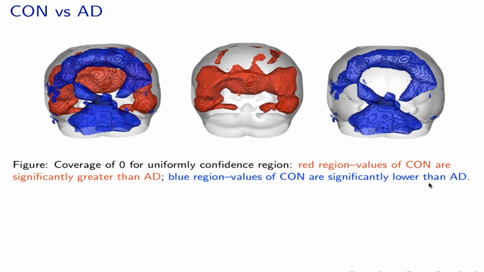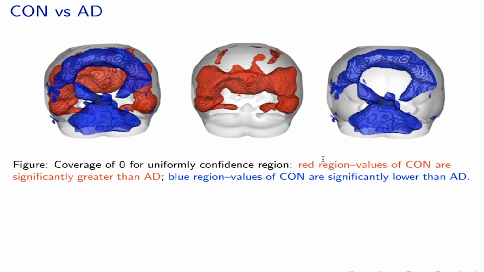And this is some preliminary analysis of our 3D data. The original is a PET image of the brain structure. This is a coverage of 0 for the uniform confidence region. That means if it is equal to 0, there's no difference between the normal people and the Alzheimer's disease patients. The red region is where the values of cognitive normal are significantly greater than those of the Alzheimer's disease patients. And the blue region is where the values of cognitive normal are significantly lower than those of the Alzheimer's disease patients. So these two regions illustrate the significantly different regions between the cognitive normal and the patients diagnosed with Alzheimer's disease.